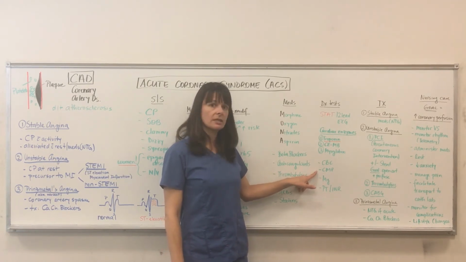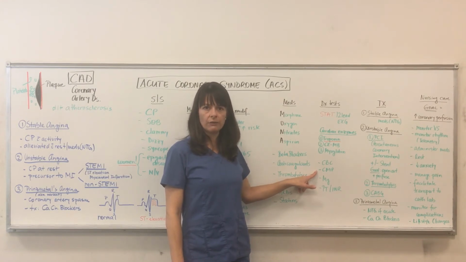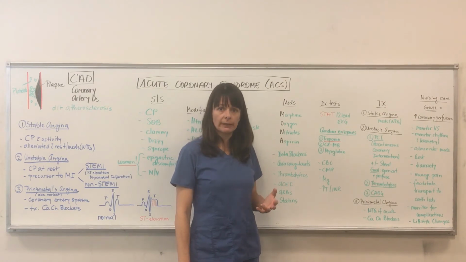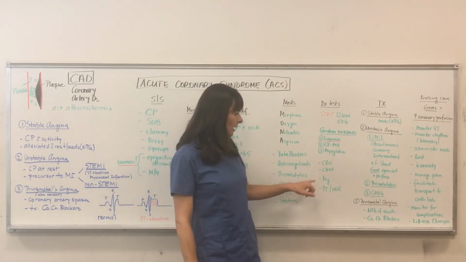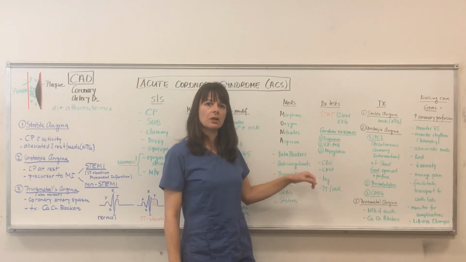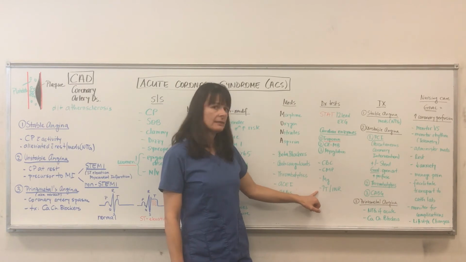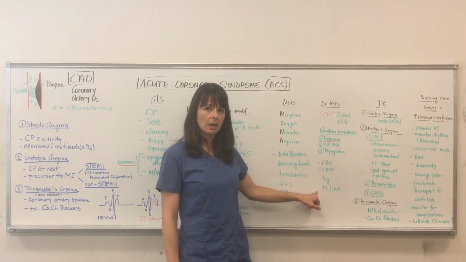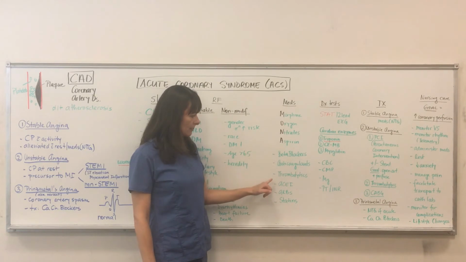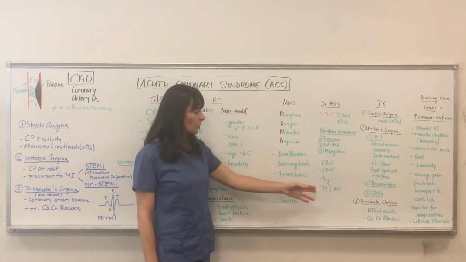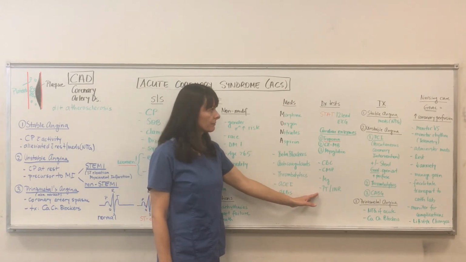We also want to look at their CMP for their kidney function and liver function, because we're anticipating this patient might need some intervention, some medications, so we want to see how they are going to be able to break down those medications we're going to give them. We also might want to look at their magnesium, which is an important electrolyte for cardiac conduction, and at their PT-INR, their coagulation studies, because we know they might be getting antiplatelets and thrombolytics and/or anticoagulants. So we want to know what their baseline PT-INR is.